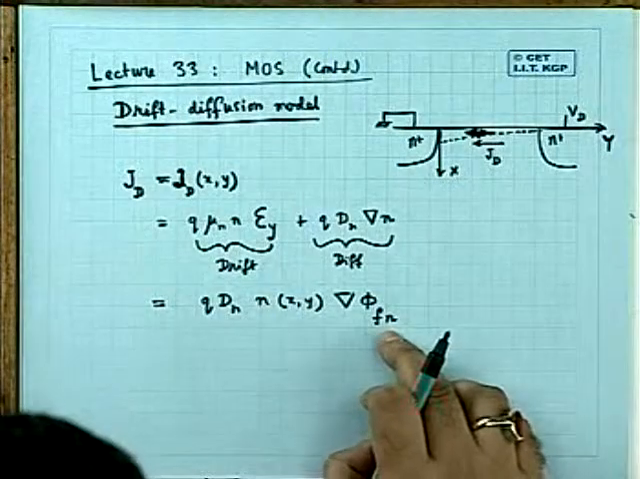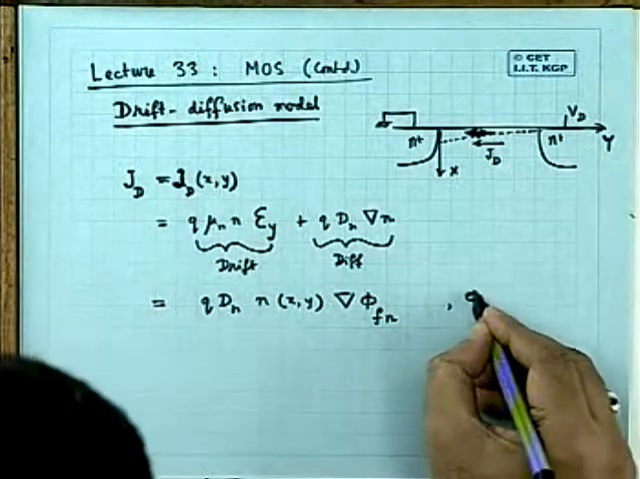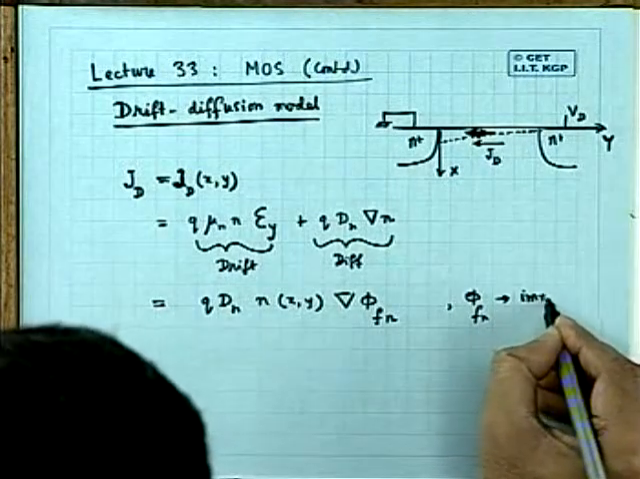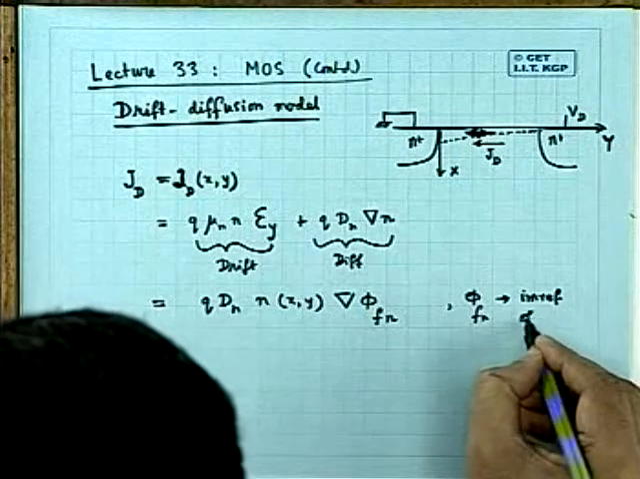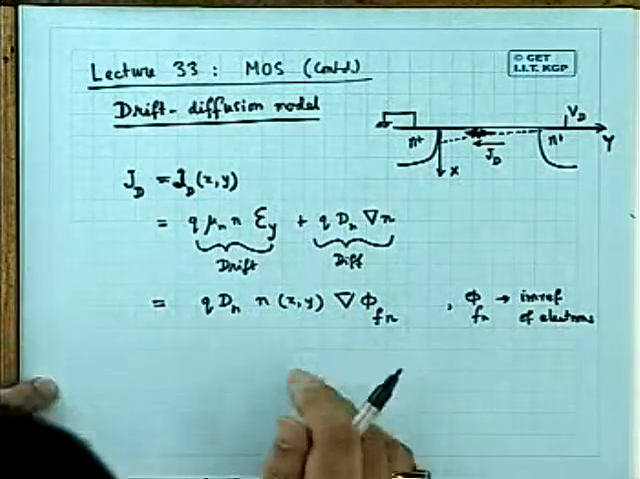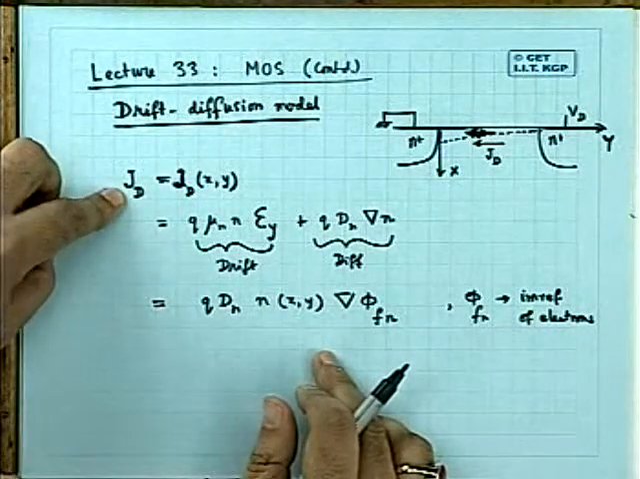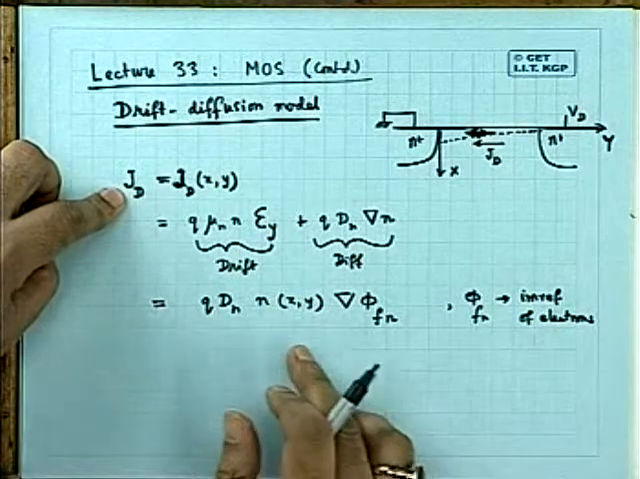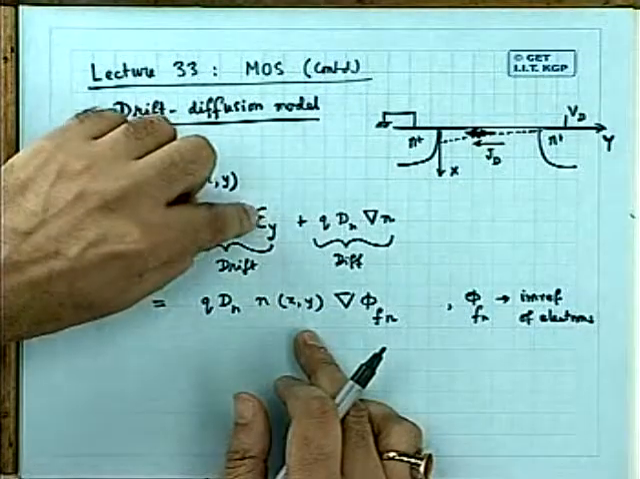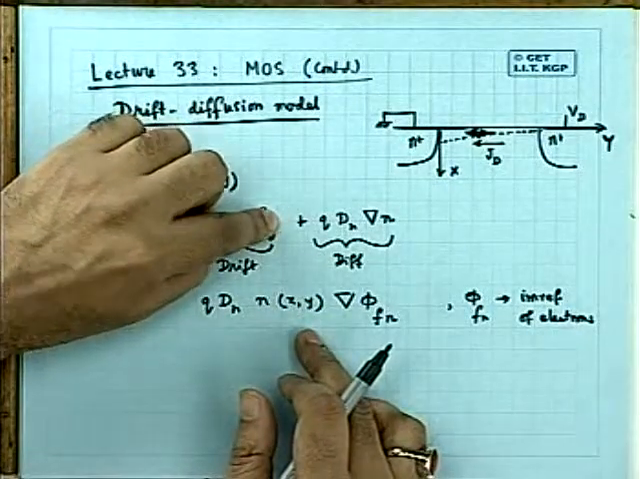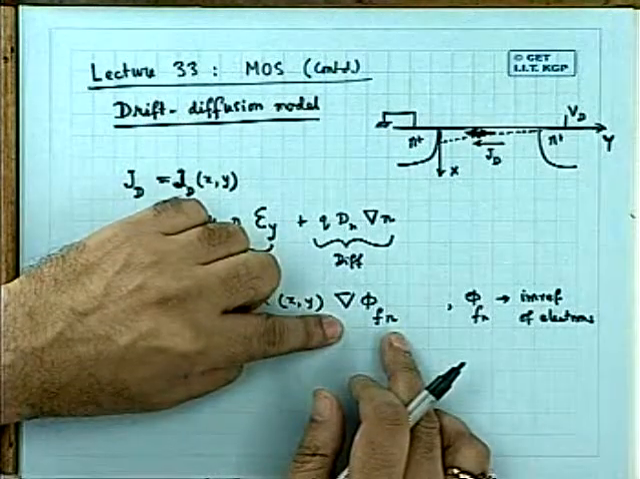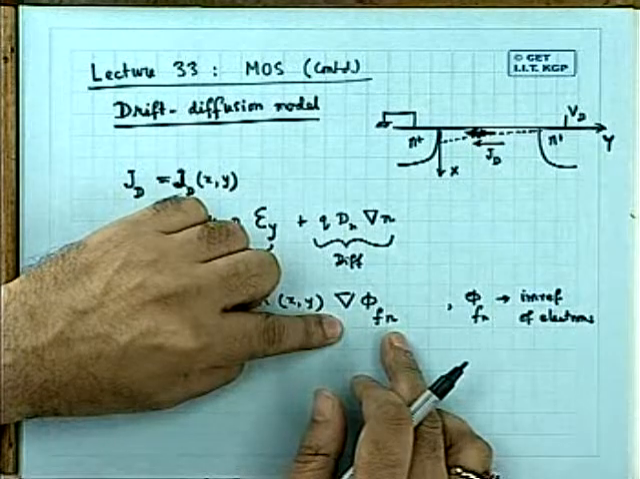So phi fn is the IMREF, the quasi-Fermi level of electrons, which I derived earlier. This equation was derived earlier. I found that the JD expression can be written in the same form as the drift current expression. Only thing, grad phi, the potential gradient, is replaced by the Fermi potential gradient. Do you remember that?